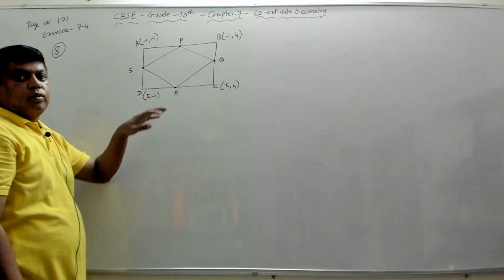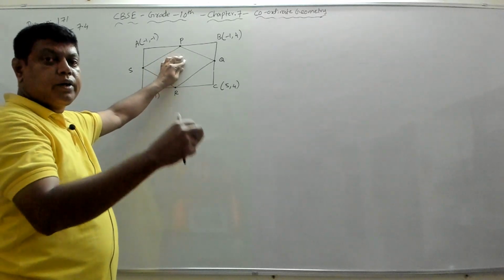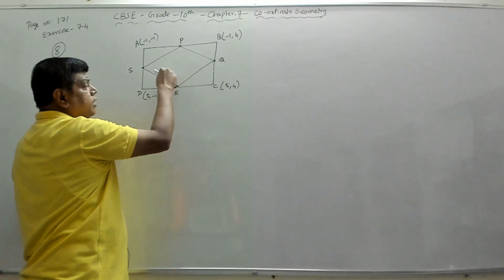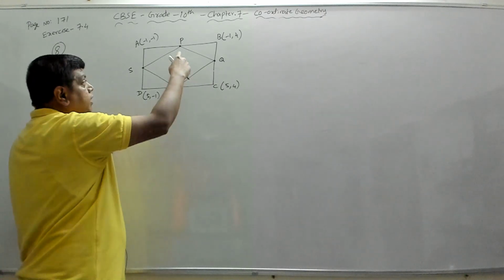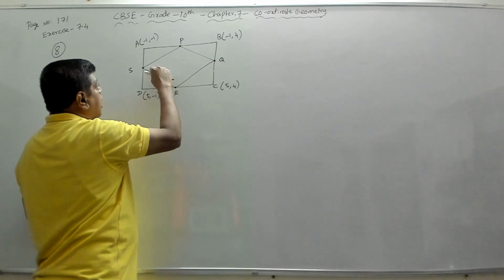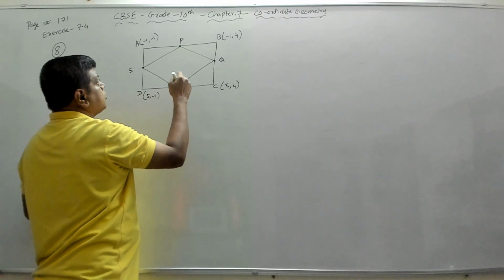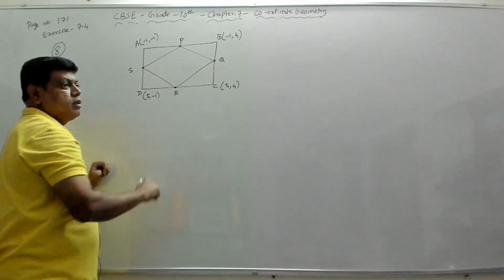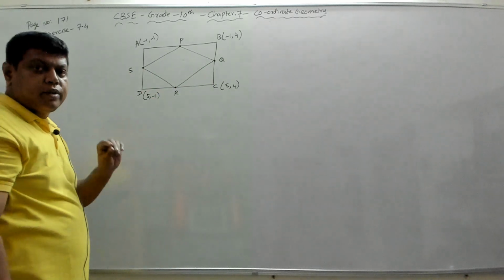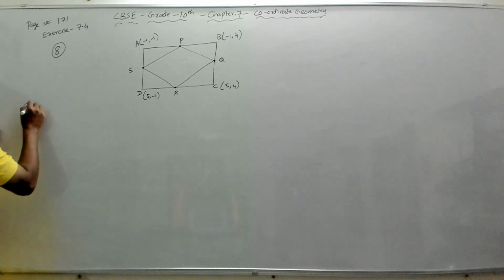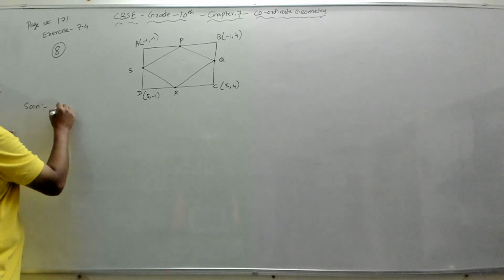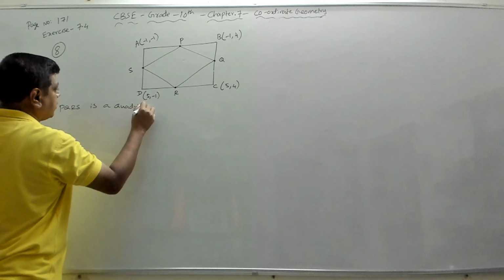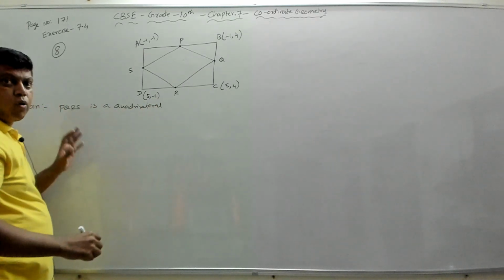To decide whether PQRS is a square or rectangle or rhombus, we should check whether the lengths of all the four sides are equal. Basically, we need to find the sides PQ, QR, RS, and SP. We can find these lengths if we know the vertices P, Q, R, S. So first we should find the vertices P, Q, R, and S. Solution: PQRS is a quadrilateral. Now we must find the vertices of the quadrilateral PQRS.